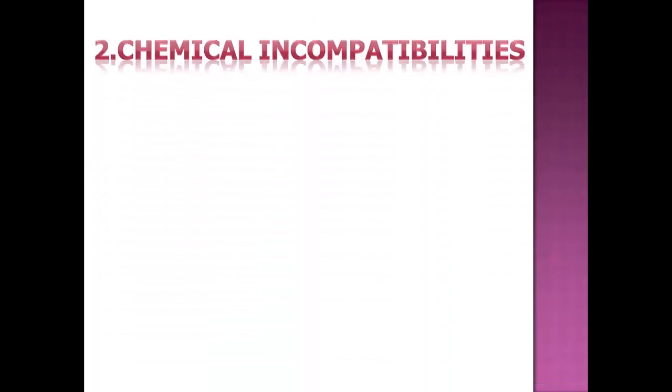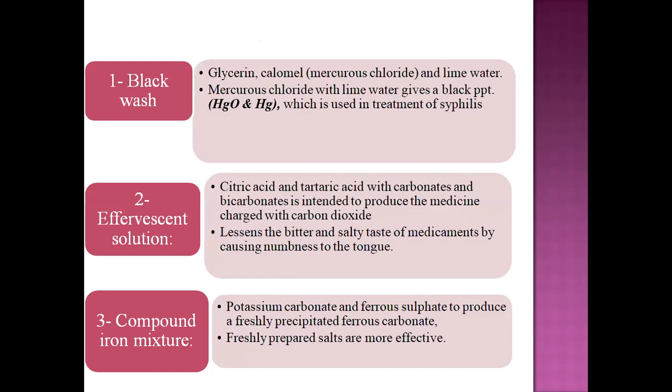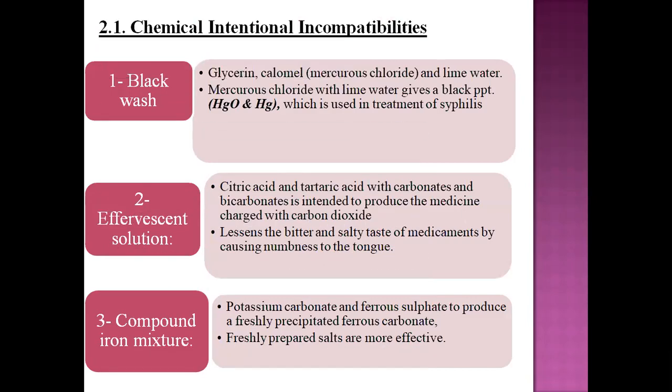This was the end of physical incompatibility. Then we will have chemical incompatibilities. Chemical incompatibilities means an interaction between two or more ingredients takes place. This chemical interaction usually takes place through chemical reaction leading to formation of toxic or inactive product. Okay. The first type is a chemical intentional incompatibility.